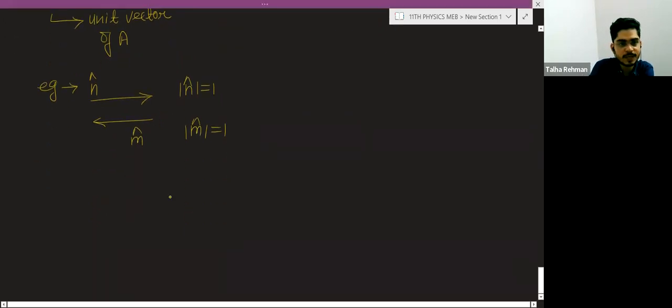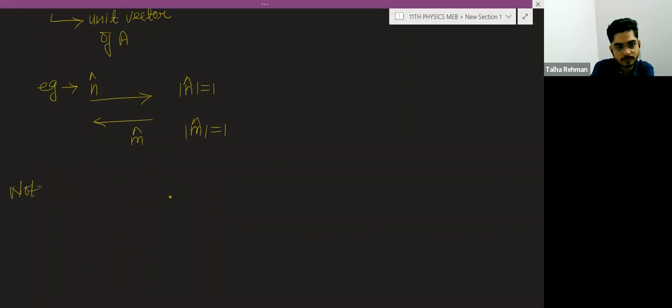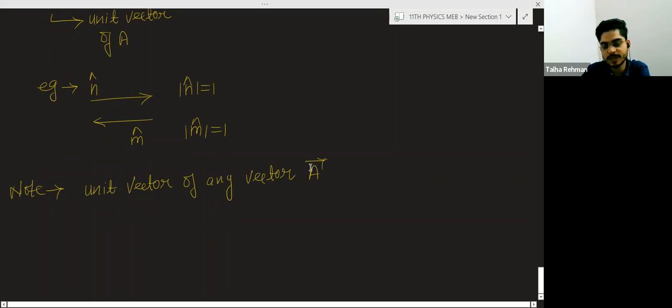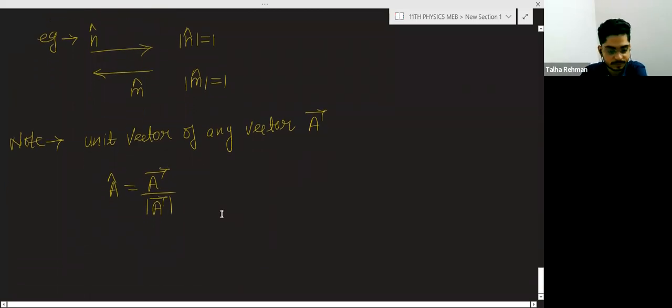If you want to calculate the unit vector of any vector, suppose you have a vector A, and you want to calculate its unit vector. You will write vector A divided by the magnitude of vector A. This is how you will write the unit vector of any vector.